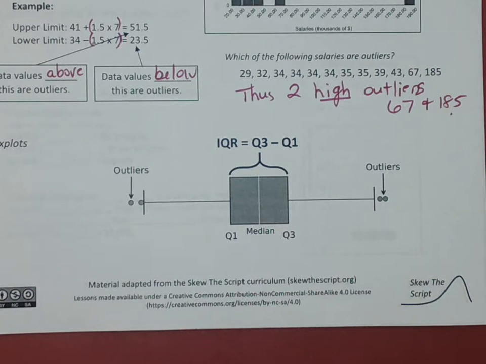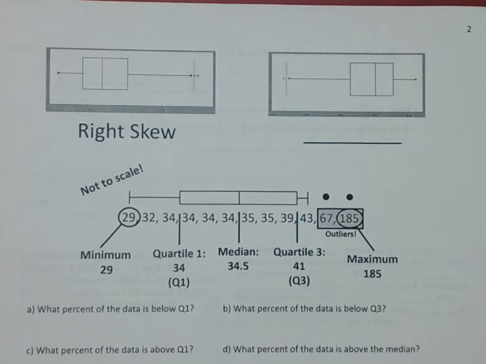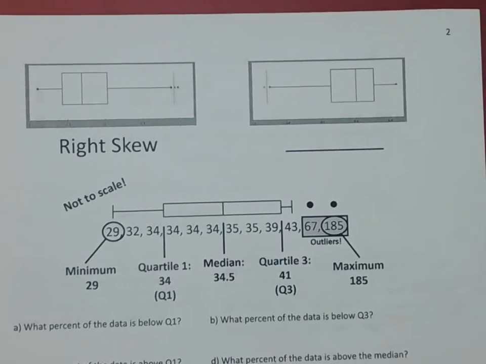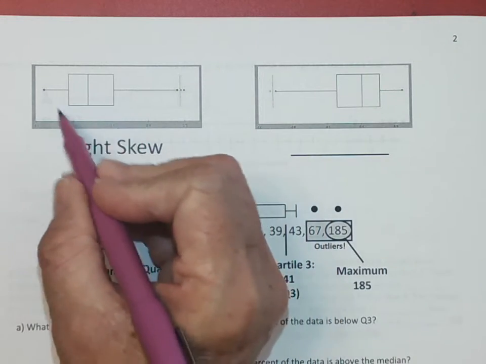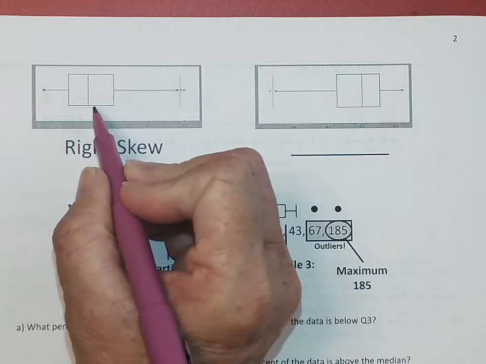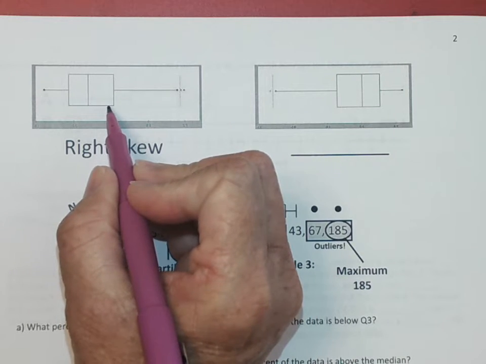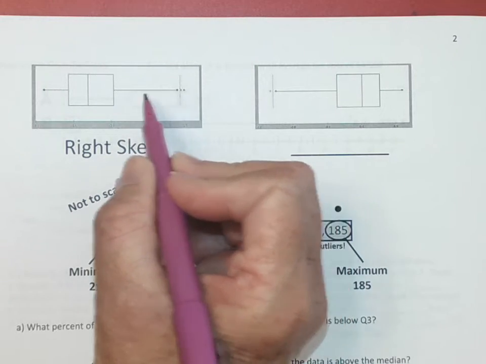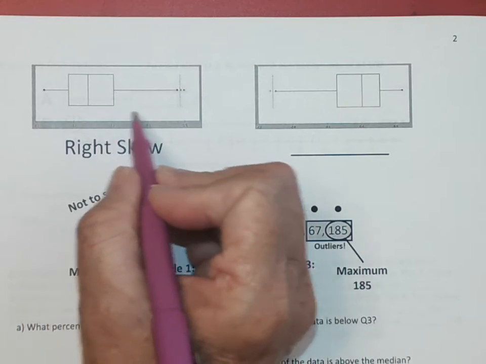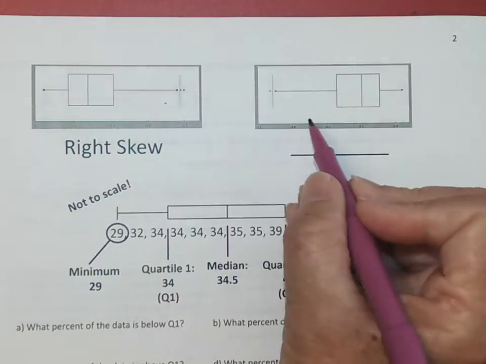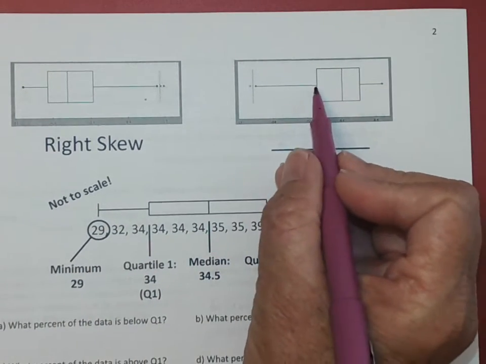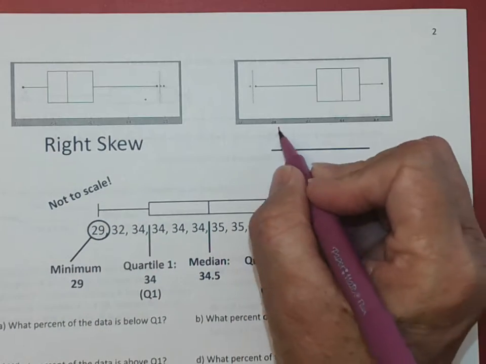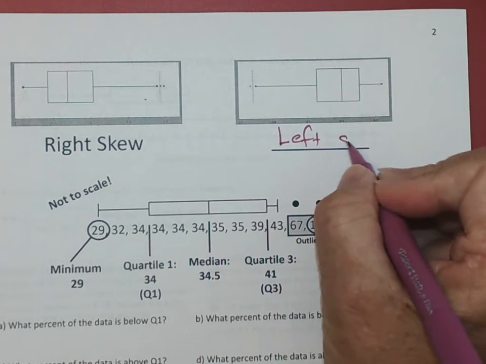Let's turn to the next page. Okay, and looking at the top of the second page, this represents a right skew. Notice how the right side of this rectangle is bigger than the left, and this whisker is much longer on the right side than the left side. That tells us it is a right skew. So if you looked at this one, it's longer on the left side. You would be correct if you said that is a left skew.